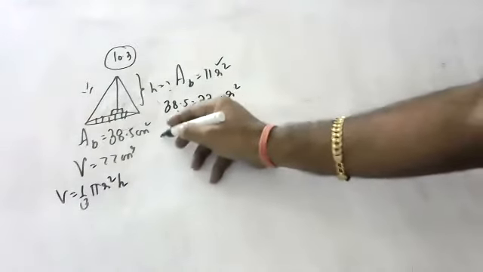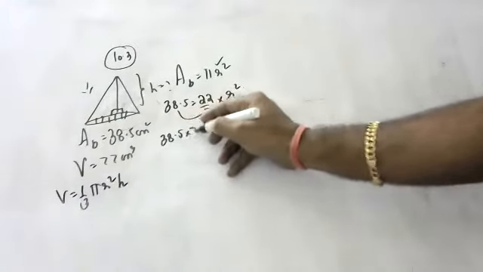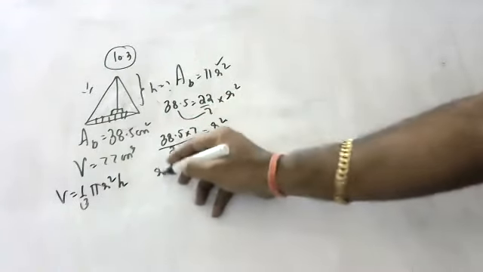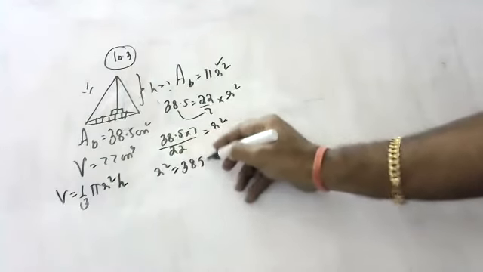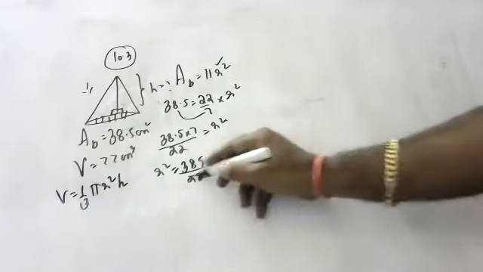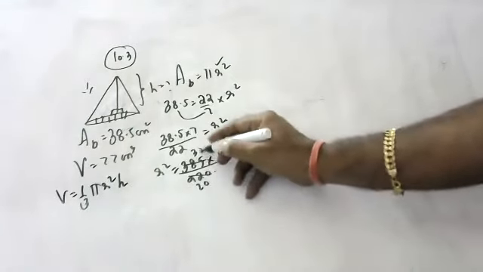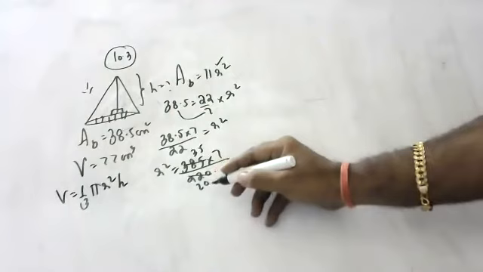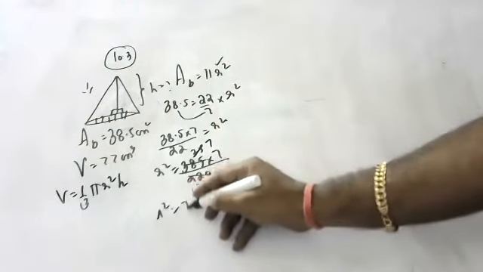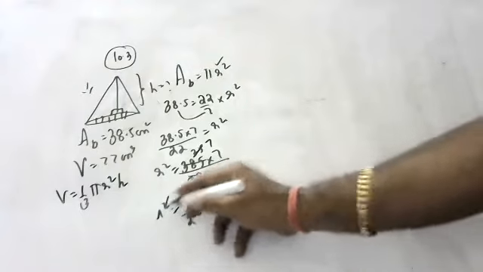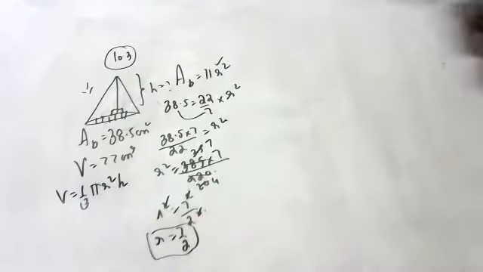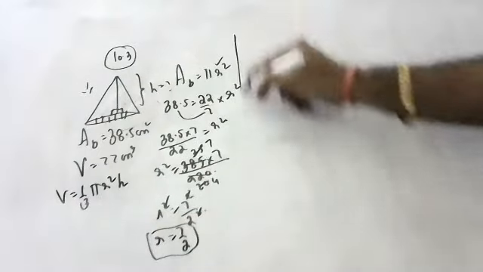38.5 into 7 by 22 is equal to r square. So r square equals 385 by 7 into 2. 11 2s are 22, 11 3s, 11 5s. 5 7s, 5 4s. R square is equal to 7 square by 2 square. R is equal to 7 by 2. Now substitute here and tell me the height.